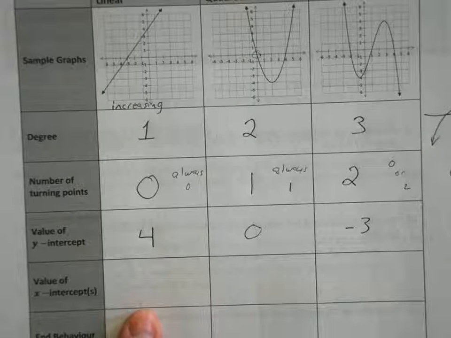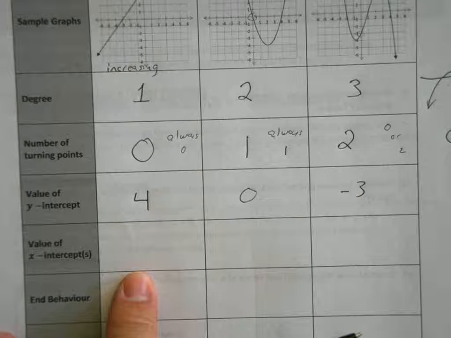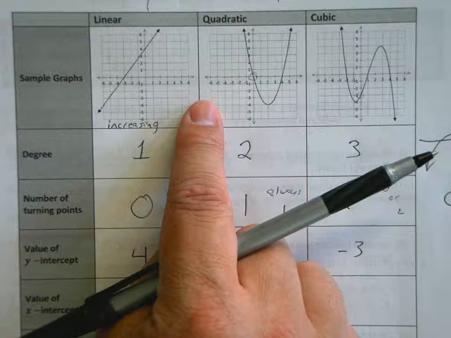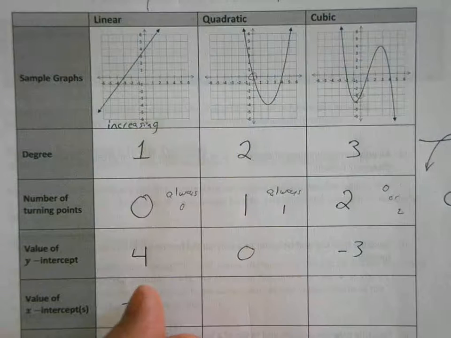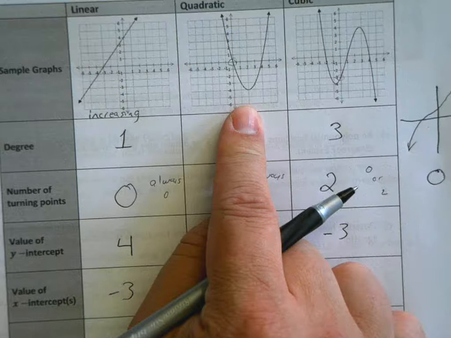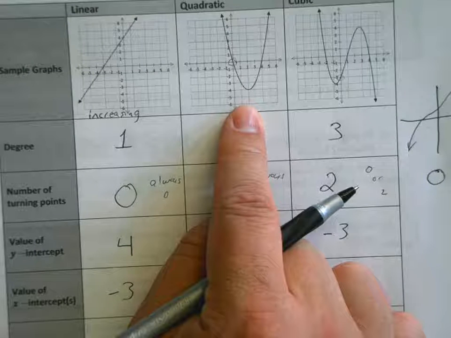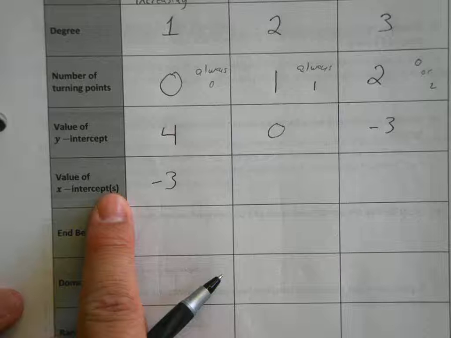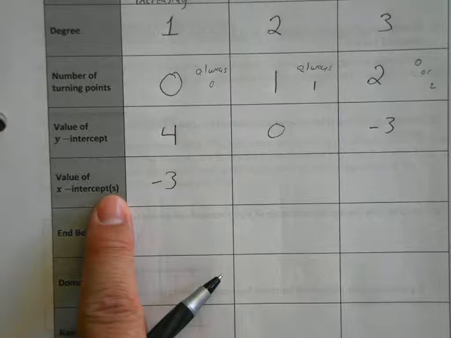Okay, so let's try x-intercept. Same idea, but we're looking at the x-axis now. Where does this line cross the x-axis? Negative 3, is that okay? Does this quadratic, this parabola, cross the x-axis? How many times? So we have 2. That's why they put the little s in brackets. It's x-intercept or x-intercepts if there's more than one.